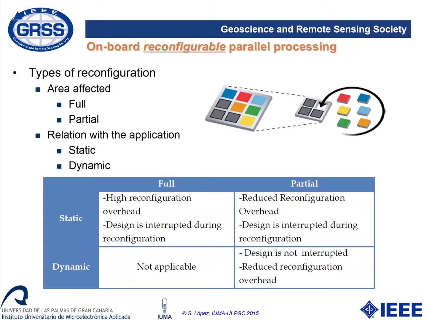So the smartest one is the dynamic partial reconfiguration, in which the design is not interrupted, and while it is not interrupted, we are reconfiguring other parts of the device. So again, we have a reduced reconfiguration overhead, and as I said before, the smartest possible situation.